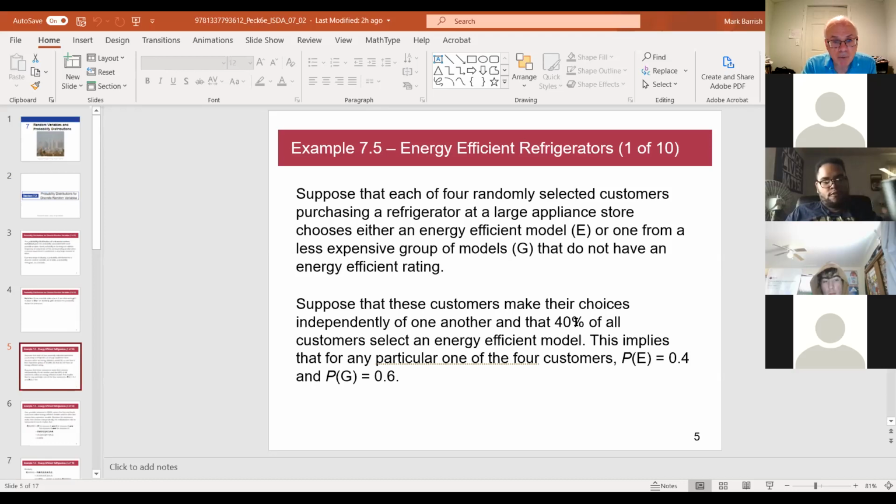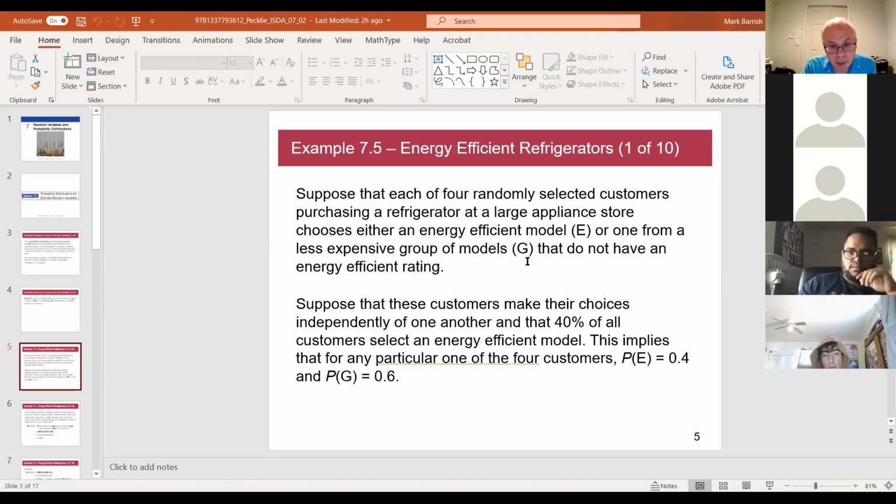So this is the long-term relative frequency of somebody, if they're chosen at random and they're going to choose a refrigerator, they're going to choose the energy efficient one. Can somebody tell me what the relative frequency would be for the non-energy efficient one? If 40% are choosing the energy efficient ones, then what's the probability of the less expensive brands? 60%. That's right. It's 1 minus 0.4, because the refrigerators are either energy efficient or they're not. That's where they come up with the 0.6.